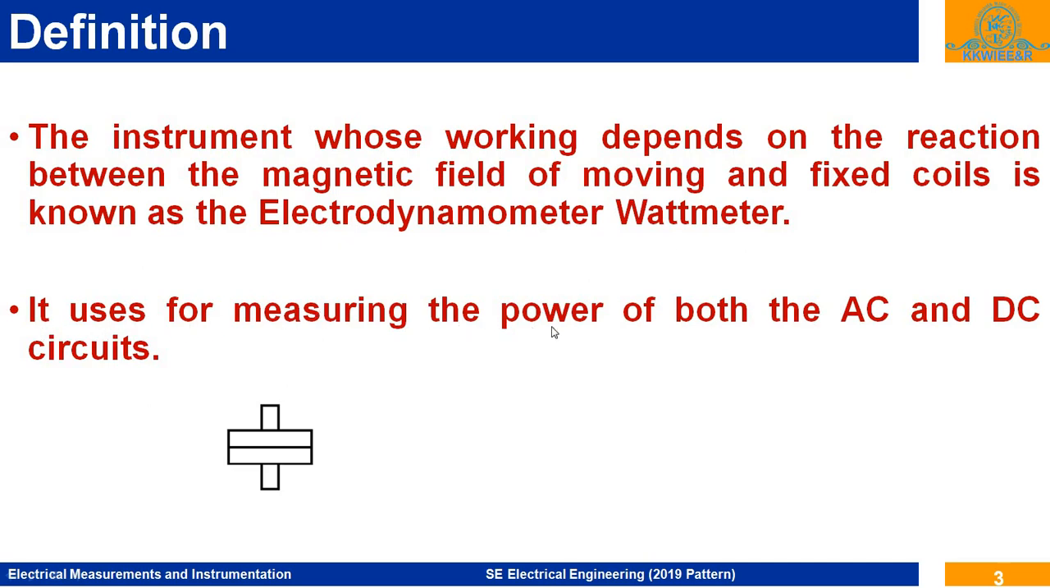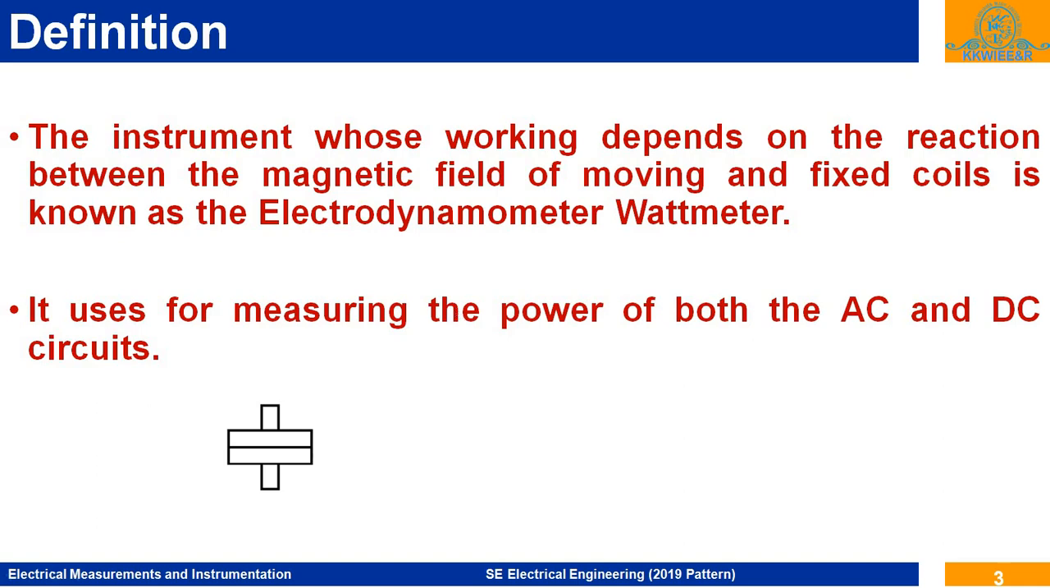It is used for measuring the power of both AC and DC circuits, because this instrument will generate a unidirectional torque. For DC, the current is flowing in a single direction. In AC, there is a positive cycle and a negative cycle. Based on that, there is an interaction between this moving and fixed coil, magnetic field, magnetic flux. So because of this AC supply, again the unidirectional torque is generated.